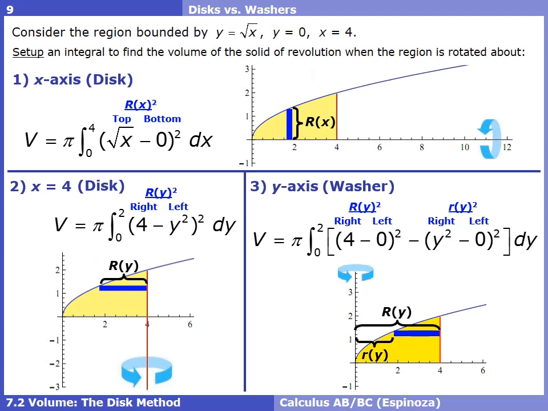For little r, the bracket is touching our function square root of x. But again, we're doing this in terms of y, so that's going to be y squared. The left side of the bracket for little r is touching 0, so it's going to be y squared minus 0, all squared. Don't forget the little details here. Don't forget the dy, and don't forget the pi in front of the integral.